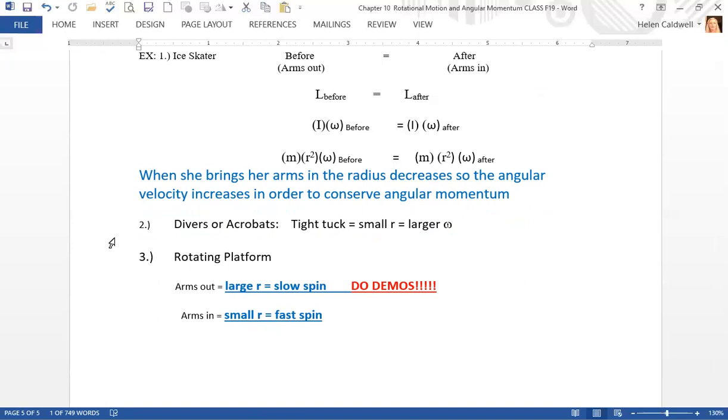So a tight tuck. We've got a rotating platform in the lab, and we will use it. You're going to sit on it with your arms out and spin, and then bring your arms in and spin, and we will see what happens. So we have this in lab. We'll do it as part of a lab. And that finishes our chapter.